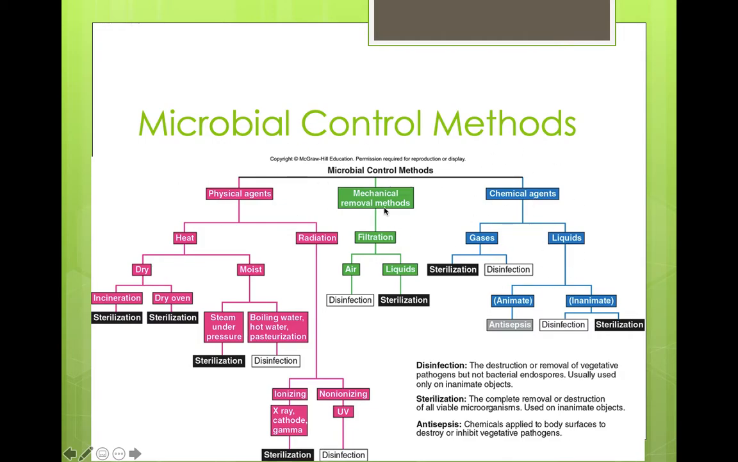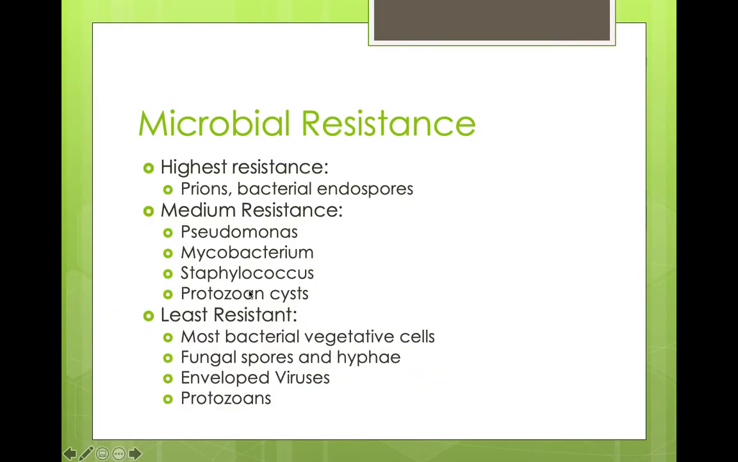And then the middle one right here is a mechanical removal method, and this is pretty easy. You just filter them out. You're not going to kill them. You're just going to filter them out. What results after the organisms have been filtered is a sterile or disinfected type of product. So these different types of mechanical methods, we'll go over them in just a second, and how they work, and then what the difference between a sterilized product and a disinfected product is.